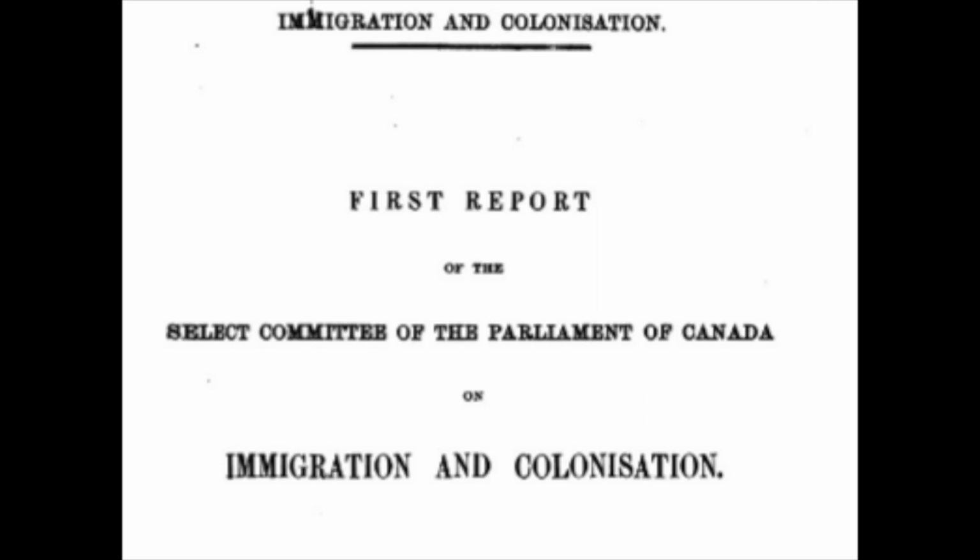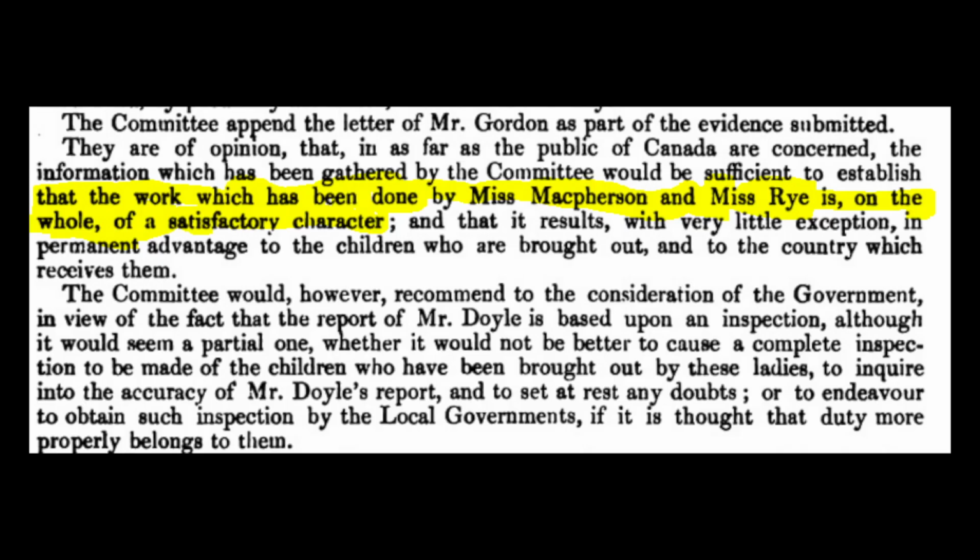As a result of Doyle's report, the Canadian government countered the accusations by forming the Select Committee on Immigration and Colonization. Their findings satisfied the Canadian authorities that the children were being treated properly. The child migrant scheme continued.